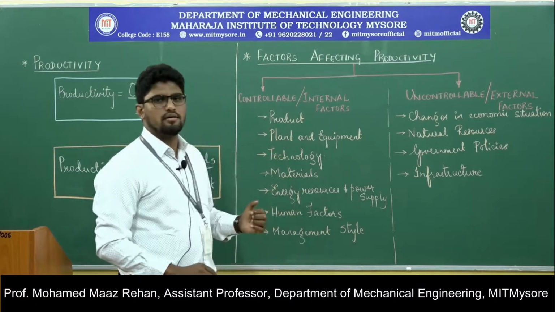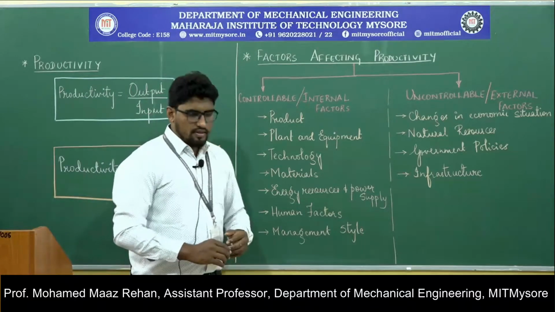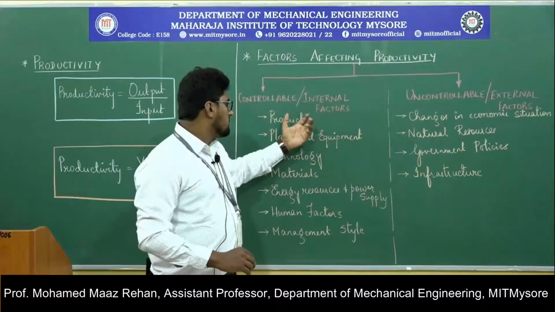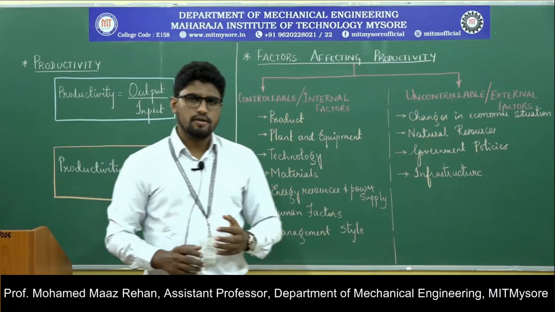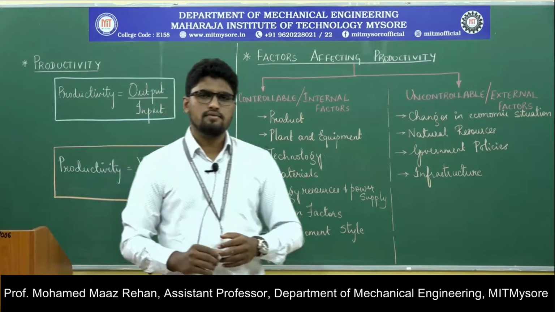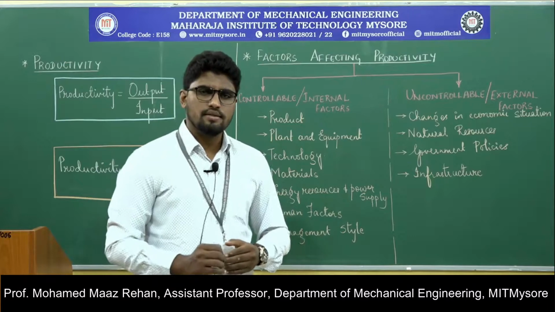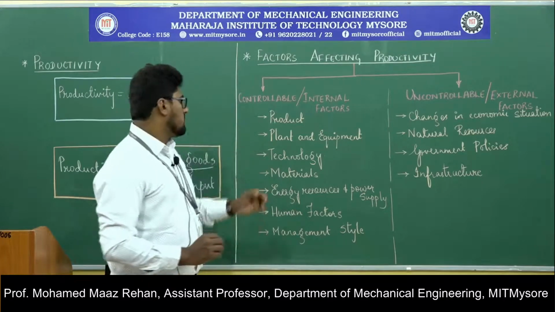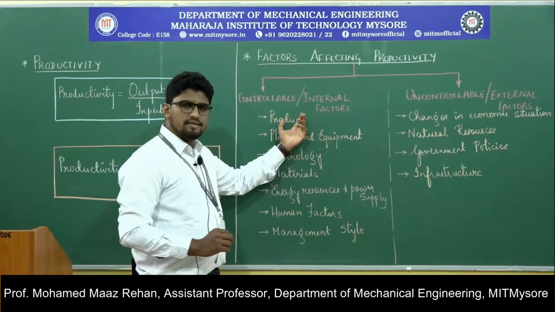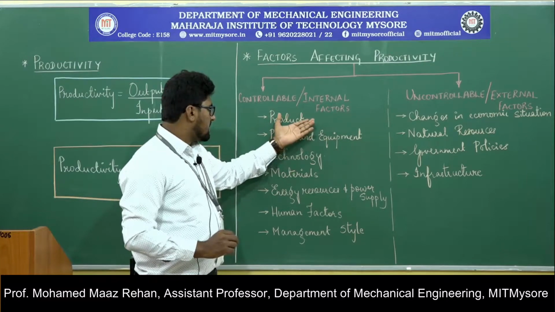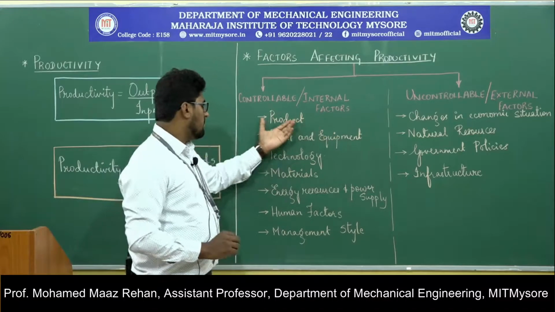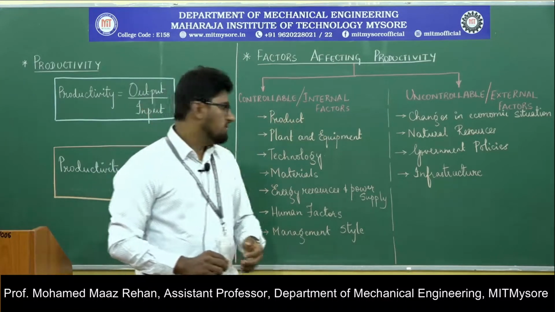First one is product. This is the end product of any organization, so basically here we need to concentrate on the product. Every organization will work on one principle: to maximize the profit and to minimize the losses. So obviously the product is a measure of usefulness. If it is useful and if the cost is very less, then obviously that increases productivity.